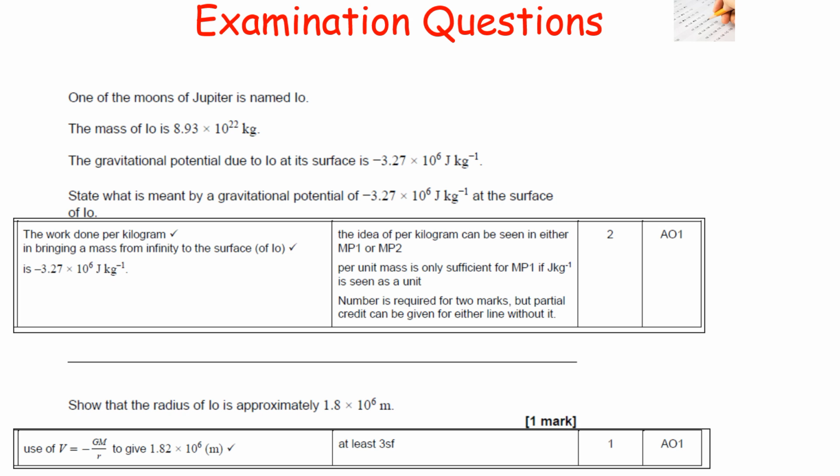We know what the mass of Io is from the question, so therefore we can work out what r is, because G is just a constant. Again, why do we use this equation? Because we've been given gravitational potential in the question.